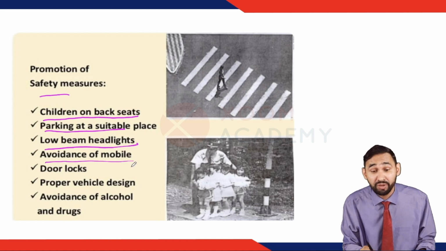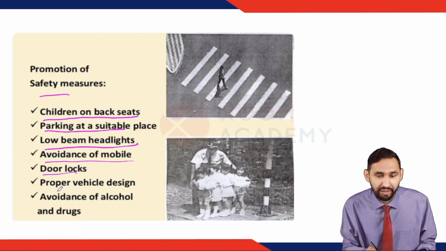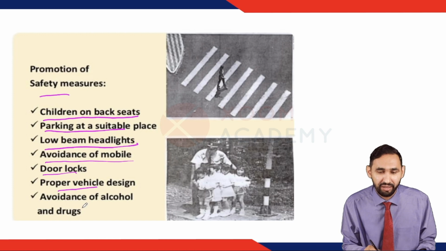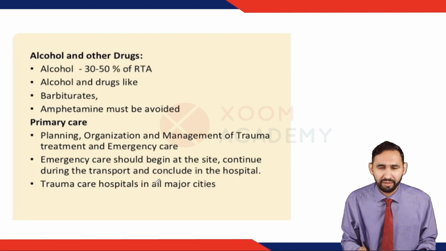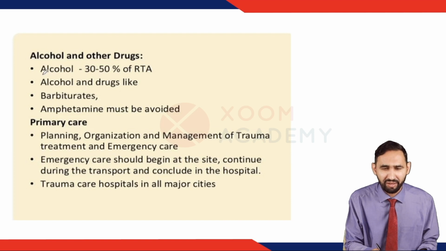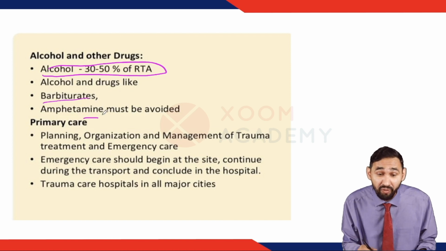People use mobile during driving. This is causing accidents. Door locks. We should have child locks. There is proper vehicle design. We should avoid alcohol and drugs before and during driving. Alcohol and other drugs are causing 30 to 50% of road traffic accidents. What are other drugs? Barbiturates, amphetamine, these should be avoided.